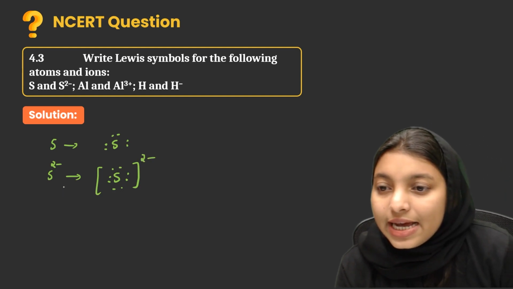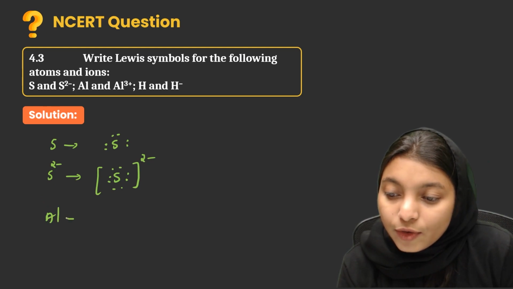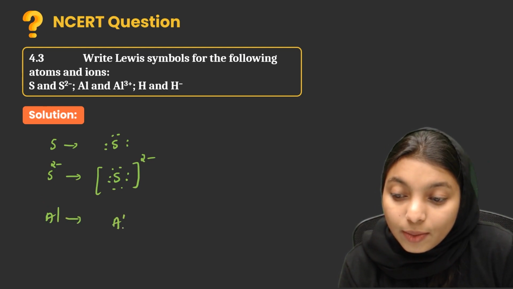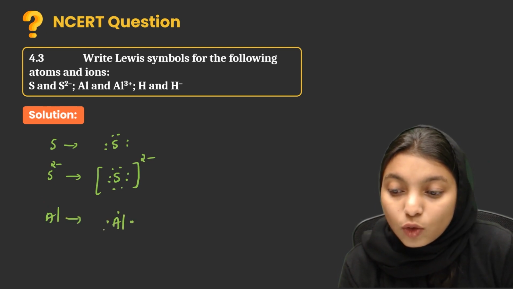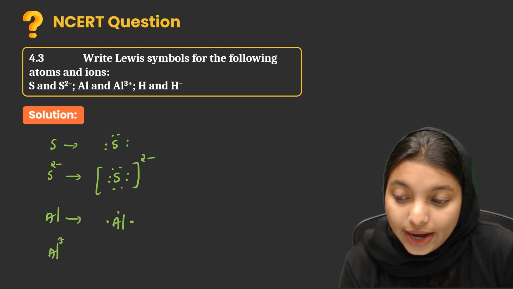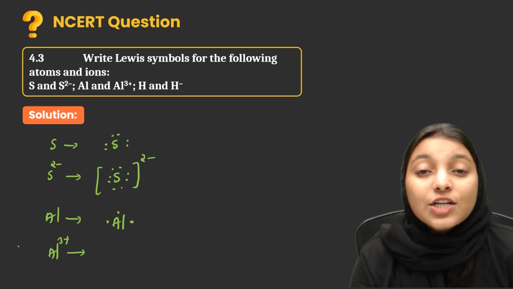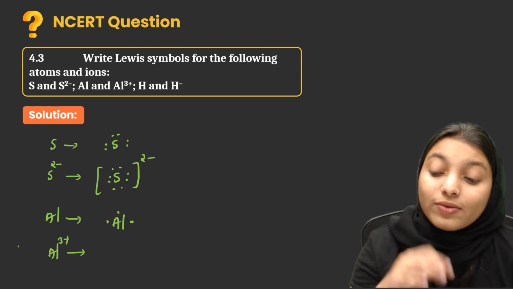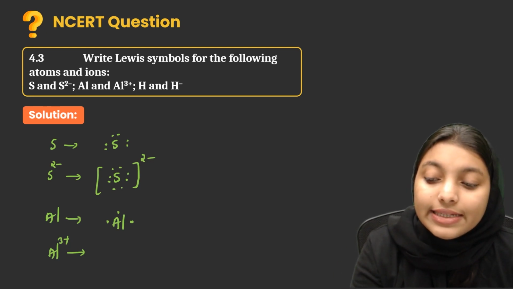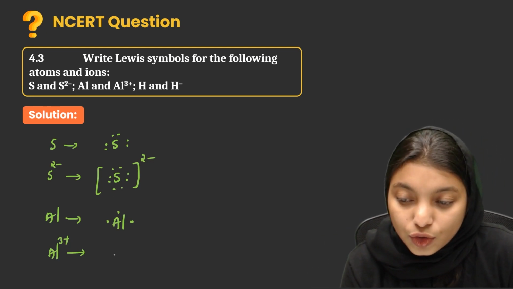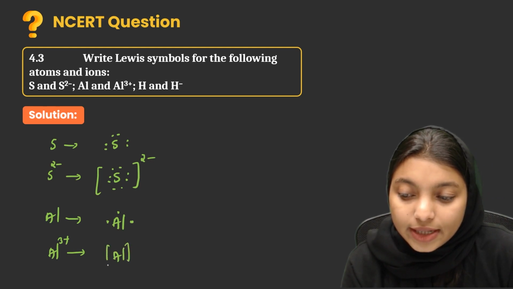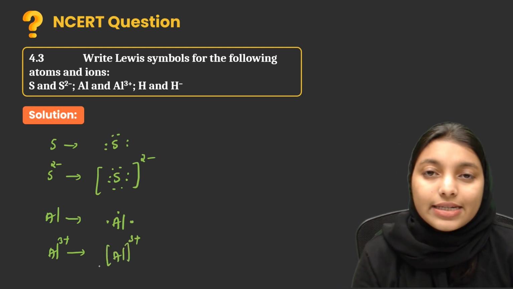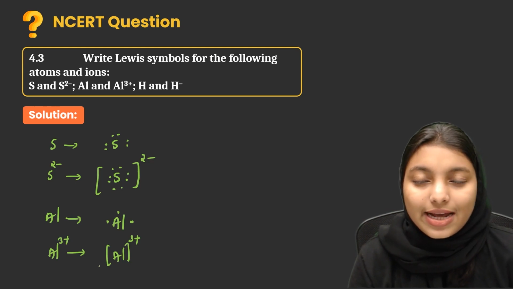Okay. Now coming into aluminium. Aluminium, we know it's a 13th group element, so it will have 3 electrons in its outermost shell. But when it comes to Al3+, we know the positive charge implies losing of electrons. So 3+ means it has lost its 3 electrons. So we can write, no electrons will be there in the outermost orbital. So I am writing it like Al3+, just like that.